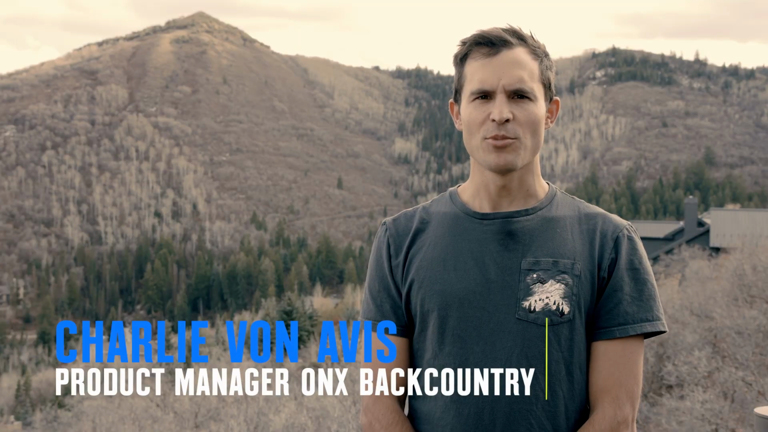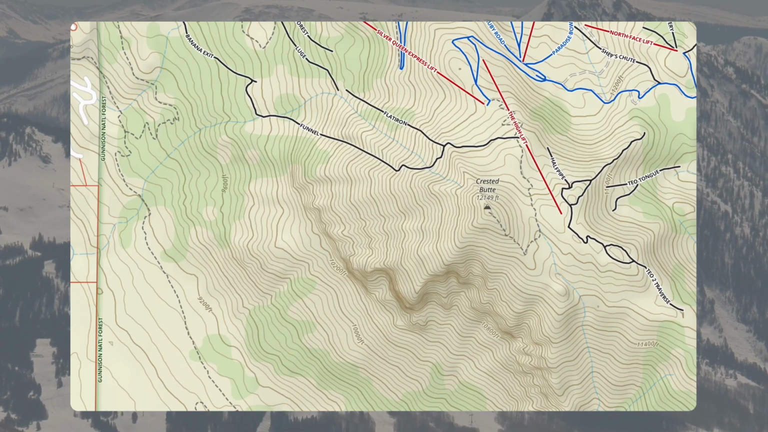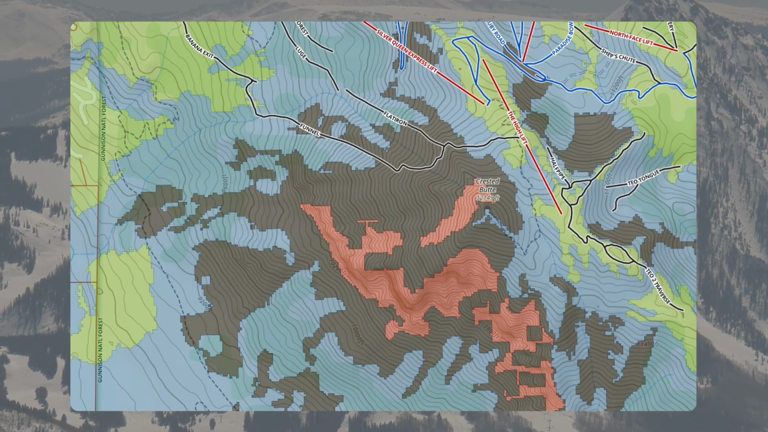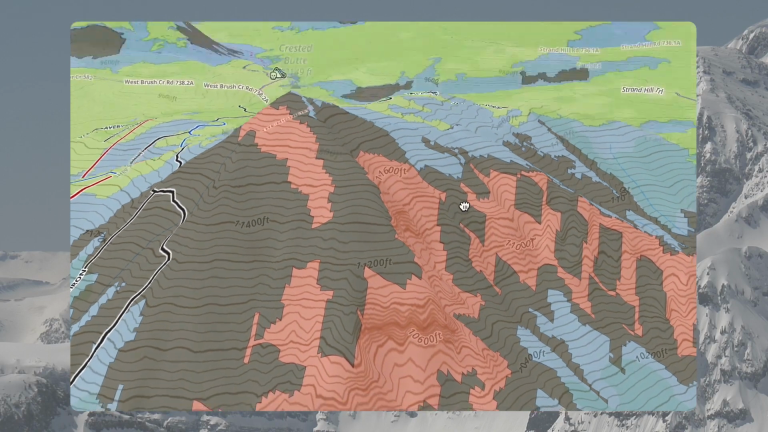I'm Charlie Von Avis, Product Manager for onX Backcountry, and today we're talking about the Avalanche Terrain Exposure Scale and making better terrain maps for backcountry skiers. ATES stands for the Avalanche Terrain Exposure Scale, which is a terrain classification developed in Canada in 2007.